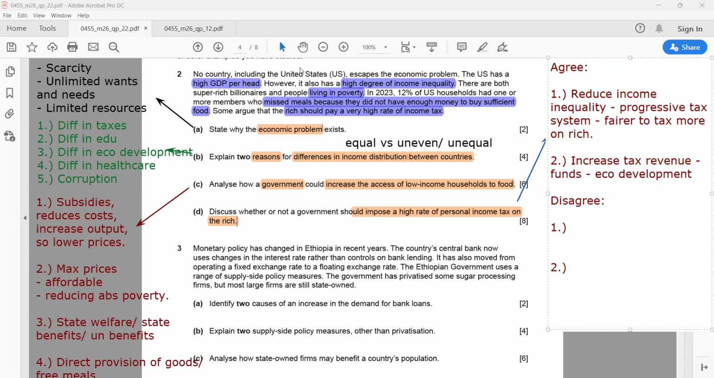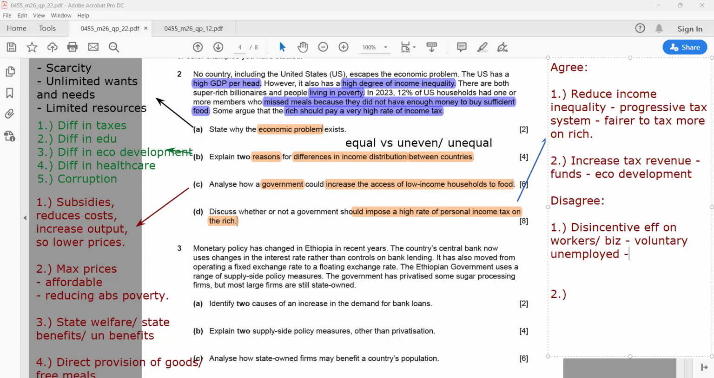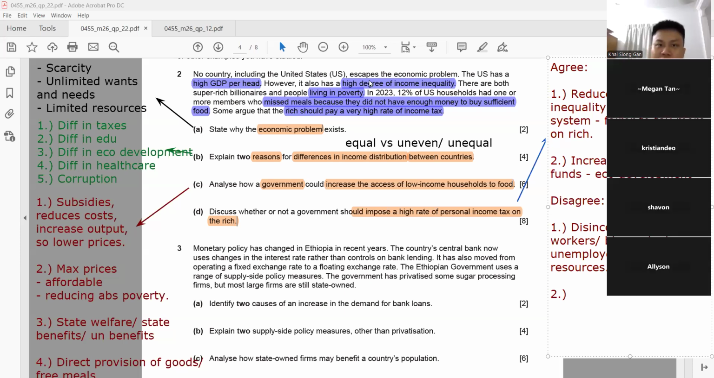Yes, this incentive effect for work. So the first thing you can talk about is this incentive effect, okay, on workers or on business. So people will be, how do you get good marks? You must relate to specific econs words, voluntary unemployed. Okay. So some people will choose to be voluntary unemployed. Therefore resources will be left idle, right? Because people are unemployed, resources are left idle, underutilized resources.